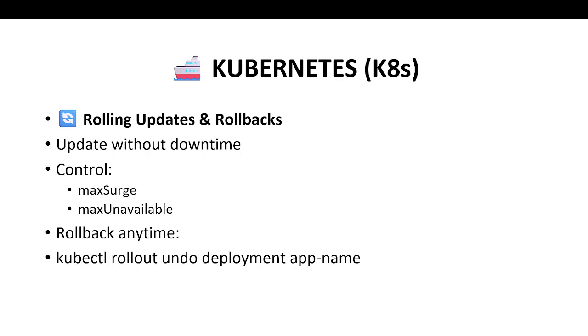Rolling updates and rollbacks. Update without downtime. So it will update automatically without downtime. Control maxSurge and maxUnavailable. Rollback anytime: kubectl rollout undo deployment app-name. So this is the command, and by using this we can roll back anytime.